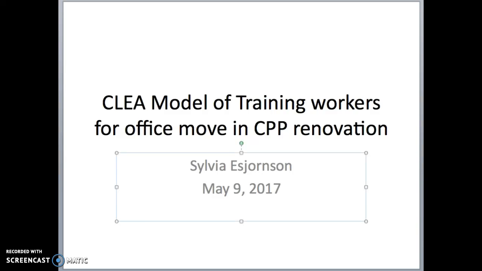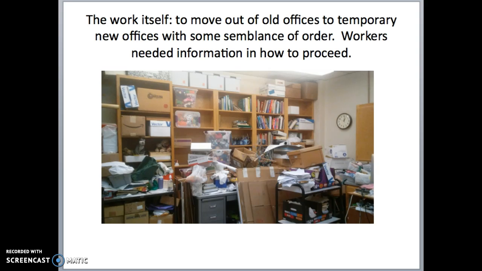Sylvia S. Johnson, and I'm here to give a screencast of my model that I did for training workers to do an office move in our CPP renovation. So the work itself, we have to move out of our old offices into temporary new offices, and we would like to do this with some semblance of order. And the workers need information in how to proceed so they can do their jobs.